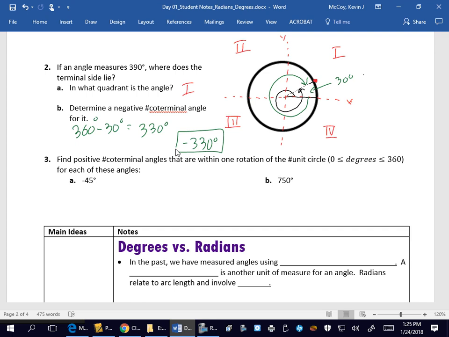All right, number 3 says find positive coterminal angles that are within one rotation of the unit circle. 0 is less than or equal to theta, which is less than or equal to 360 degrees. Basically, it's saying just go within one 360 degree rotation. We don't want to go to 390. That's after one full rotation of a circle.